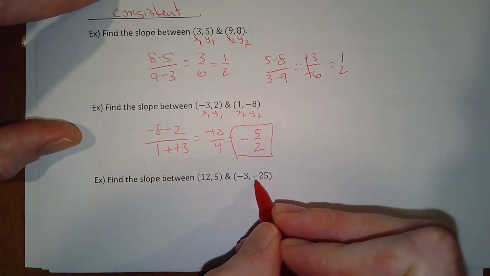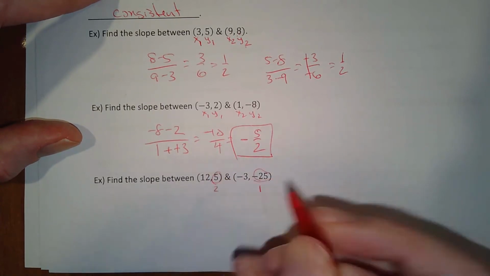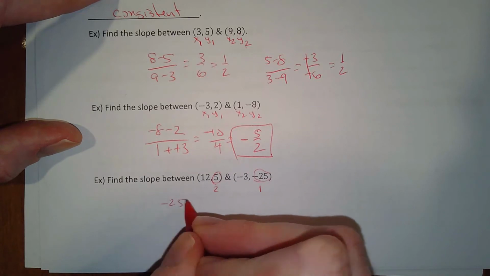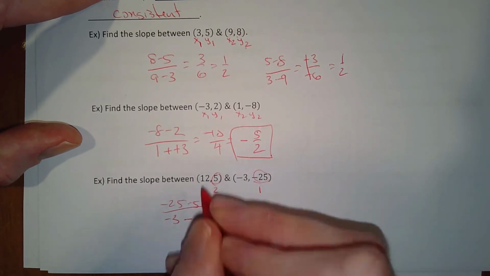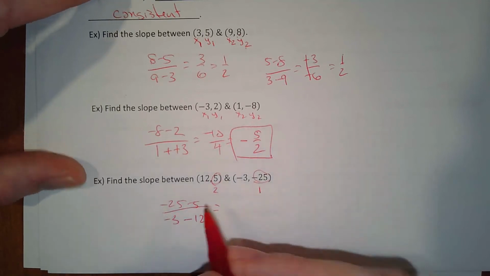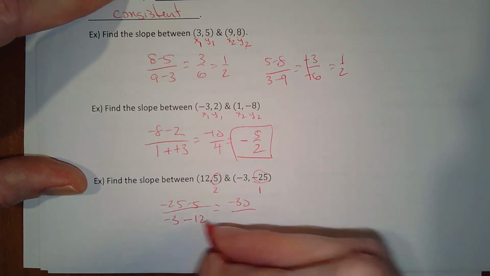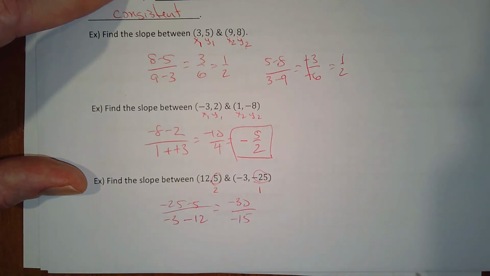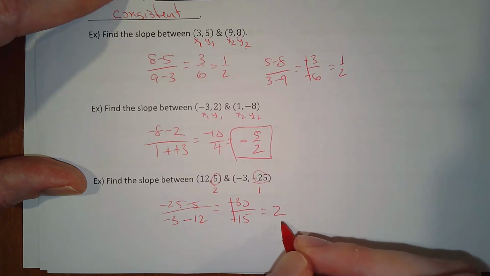Here, this will be my first, and this is my second. So I'm going to do negative 25 minus 5. That means this needs to be my first x on bottom, minus 12. So this would be a negative 30 over a negative 15. A negative divided by negative is a positive. 30 divided by 15 is 2.